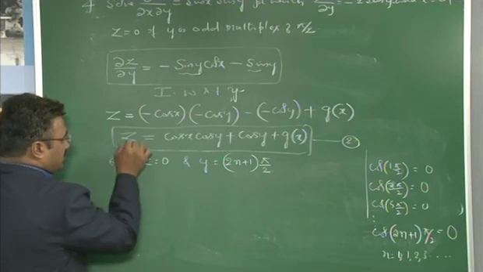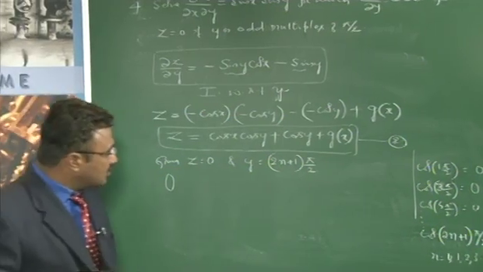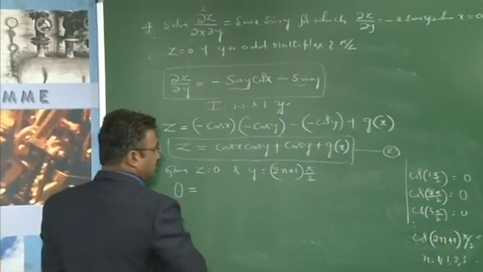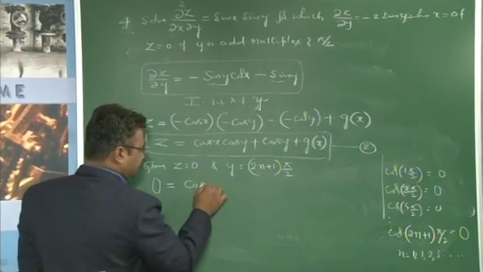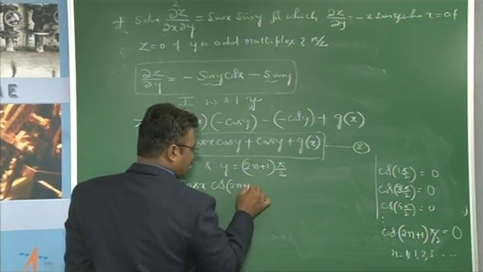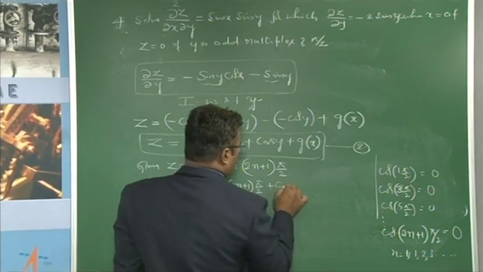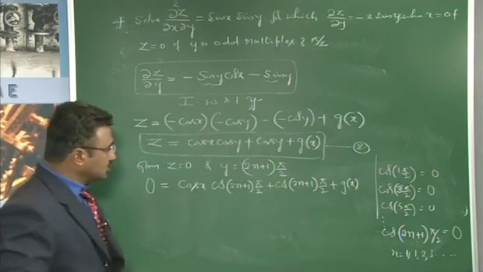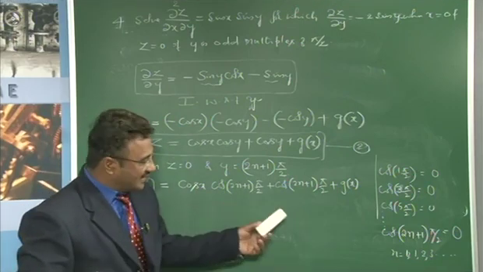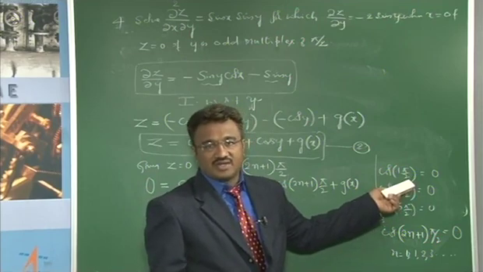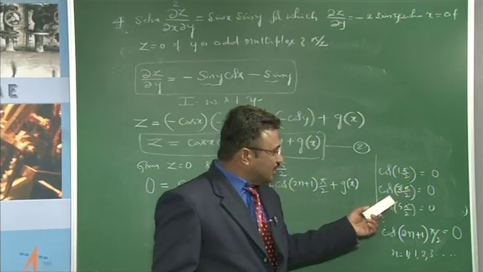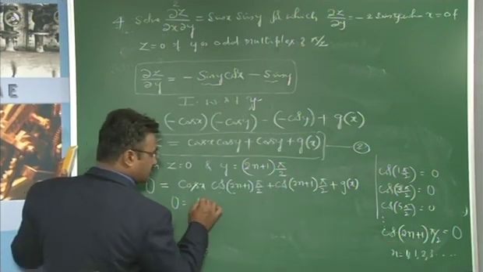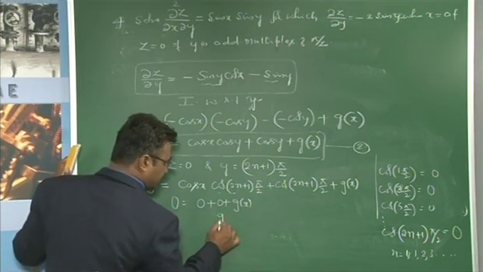Now I'm going to substitute. Substitute the value of z equal to 0 and y equal to 2n plus 1 into pi by 2 in equation 2. If I substitute that, we get 0 equal to cos x, then cos of 2n plus 1 pi by 2, this is an odd multiple, plus cos of 2n plus 1 pi by 2 plus g of x. We know the value of cos 2n plus 1 pi by 2. If n is 0, it is cos pi by 2, and we know everyone knows cos pi by 2 value is 0. If n is 1, this becomes 3 pi by 2, that value is also 0. Totally, this becomes 0, this value becomes 0, 0 plus 0 plus g of x. Then finally we get g of x value is 0.